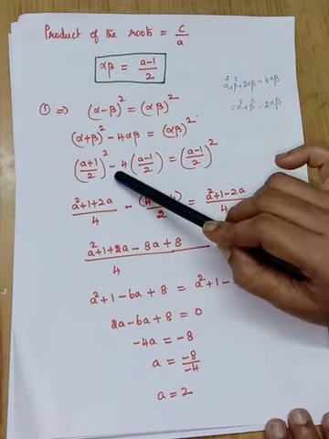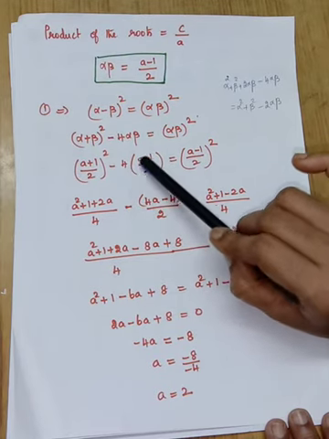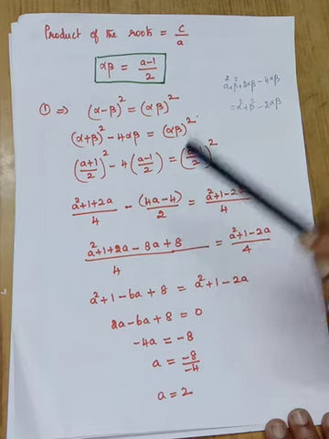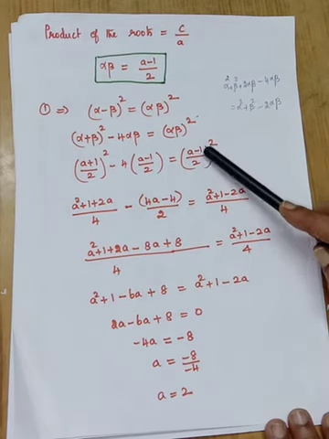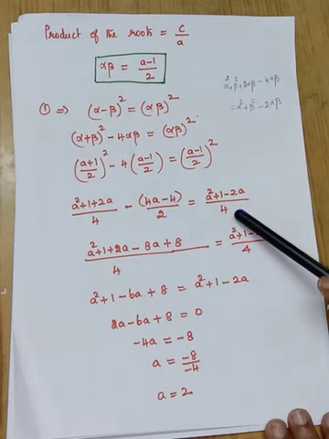Minus, in the minus I didn't change. So just I multiply this term with 4. 4 into a is 4a. 4 into minus 1 is minus 4 divided by 2. That is equal to. So it is in the form of a minus b the whole square. So a square plus b square minus 2ab divided by 4.